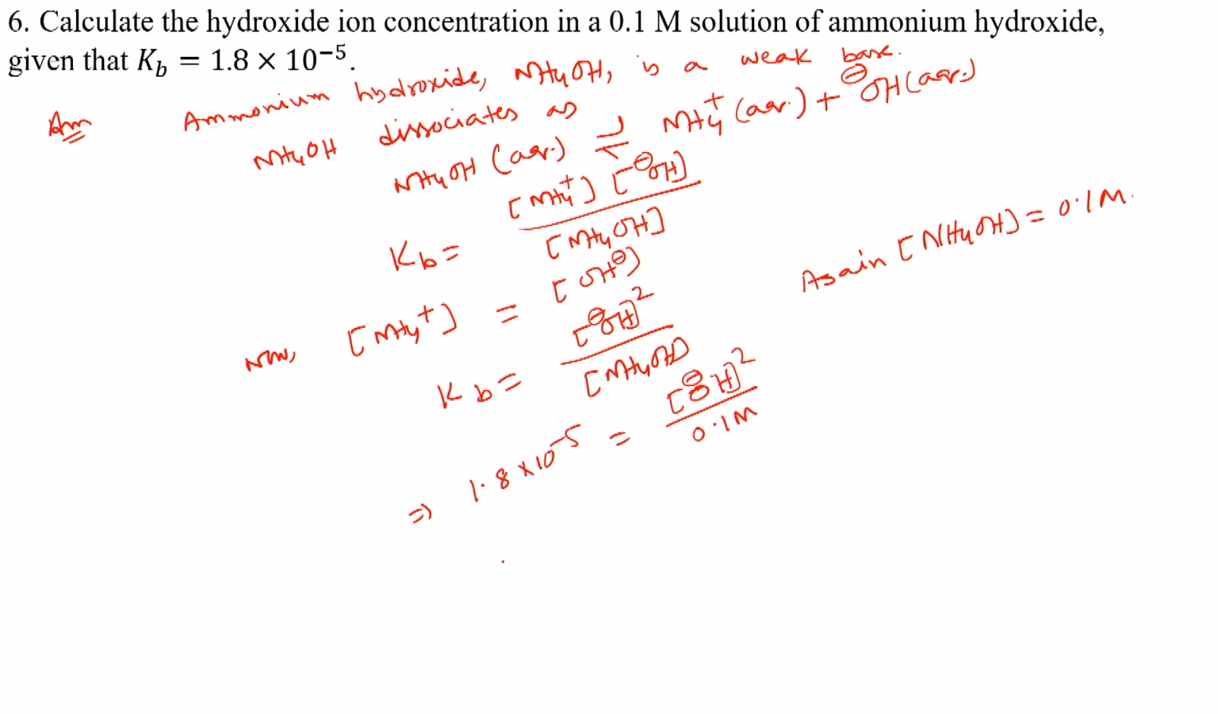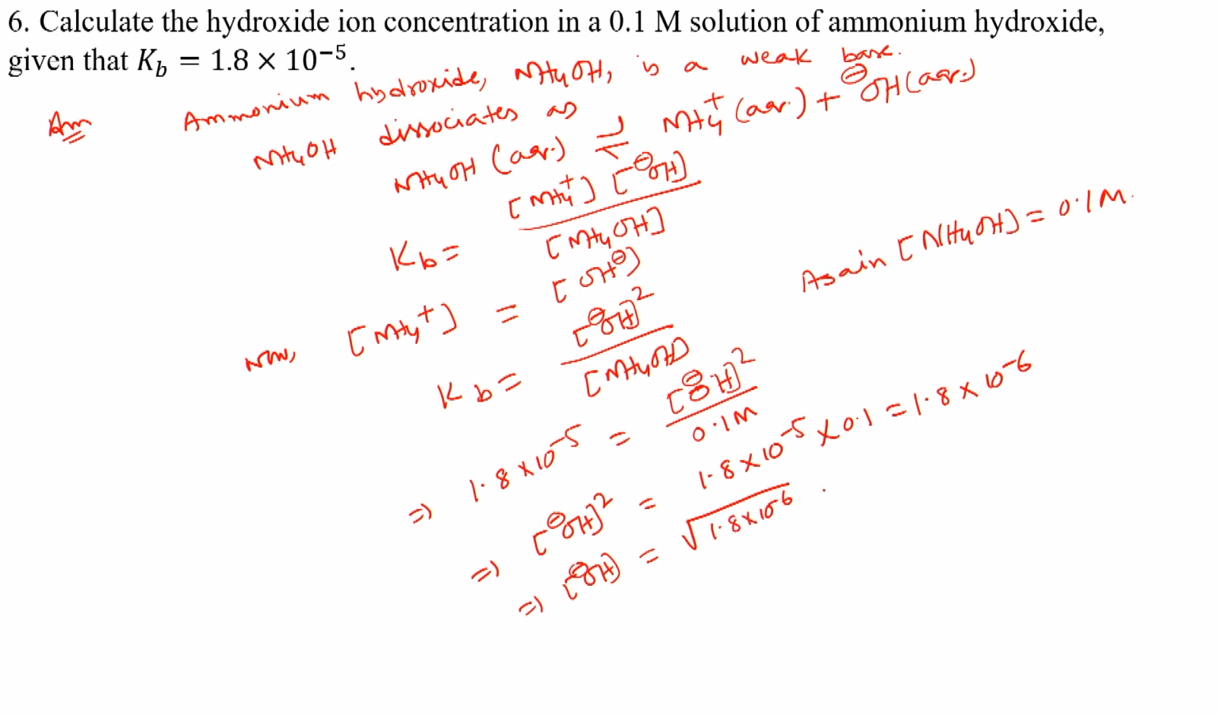Okay. So, we can write concentration of OH minus raised to the 2 is 1.8 times 10 to the minus 5 times 0.1. So, we can write 1.8 times 10 to the minus 6. So concentration of OH minus is square root of 1.8 times 10 to the minus 6. So we get roughly 1.34 times 10 to the minus 3 moles liter inverse. Okay, so this is the concentration of hydroxide ion.